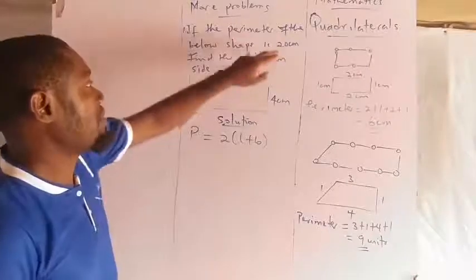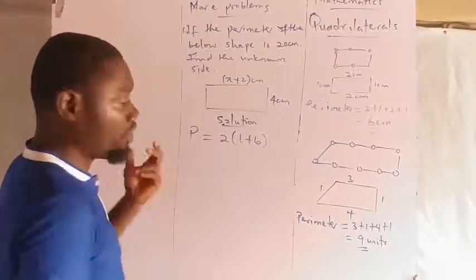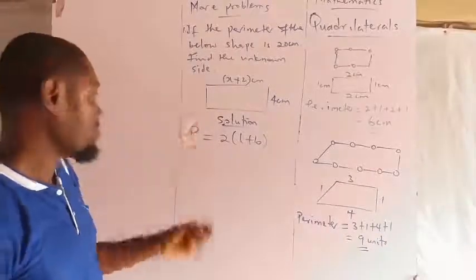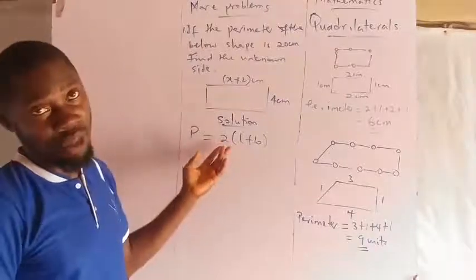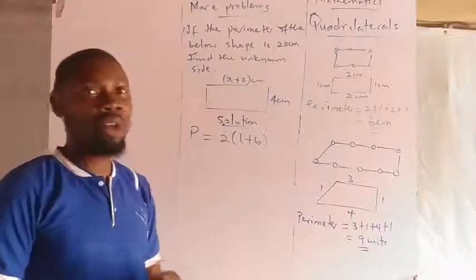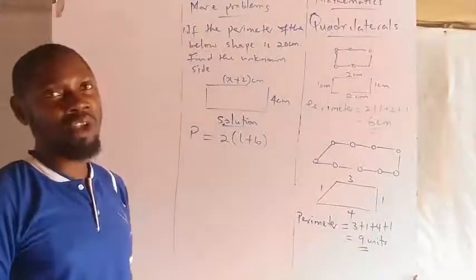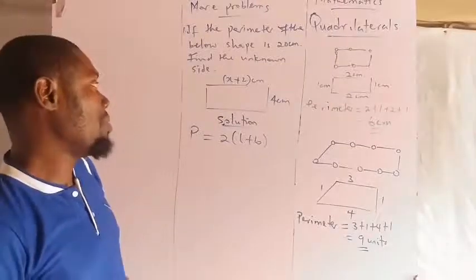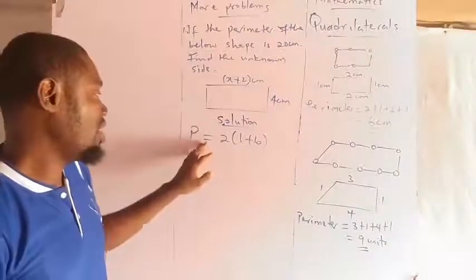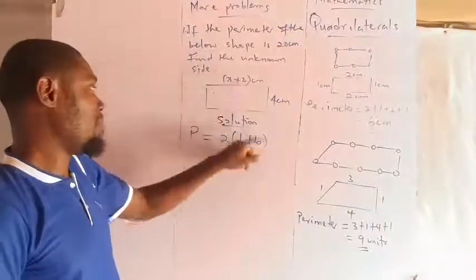Now that we know that the perimeter is 20, I gave you 3 formulas in finding perimeters of rectangles. I am using the third formula directly. You can use the one that has to do with perimeter is equal to 2L plus 2W, or perimeter is equal to L plus W plus L plus W, if you'll be able to deal with the unknown properly. But I'm using the third one directly. P is equal to 2 into L plus B. My length is this and my breadth is this.